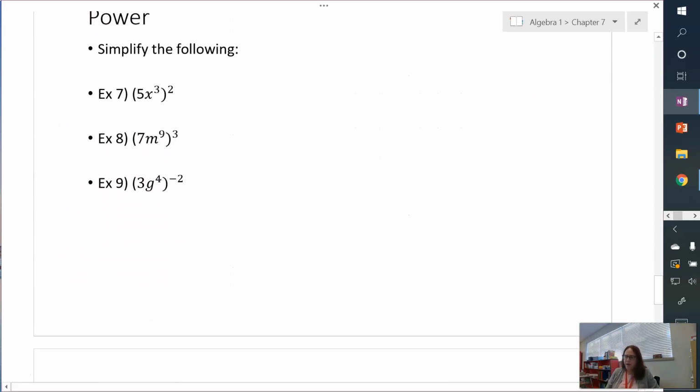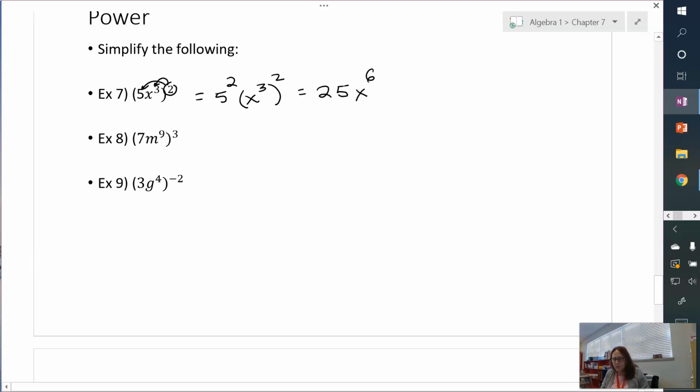So first we have 5x cubed squared. So let's apply the 2 to everything inside the parentheses. So I'm going to get a 5 squared and an x cubed. Now apply that square, so I get an x cubed squared. 5 squared I know is 25. And then multiply your exponents, you get x to the 6th.